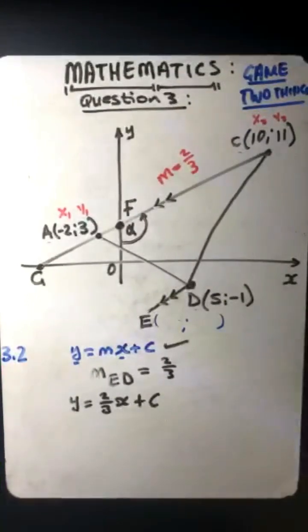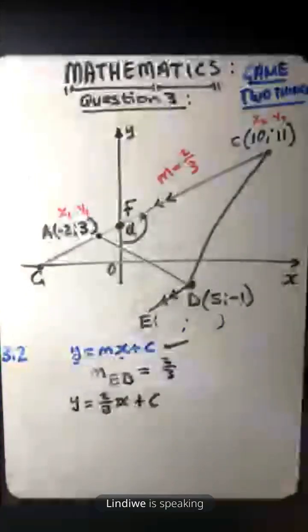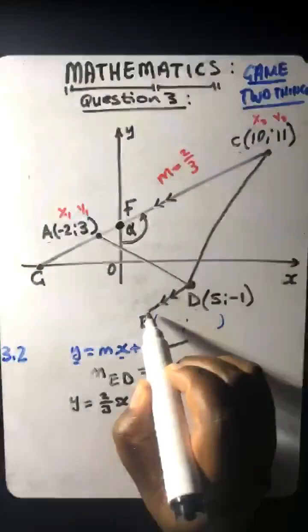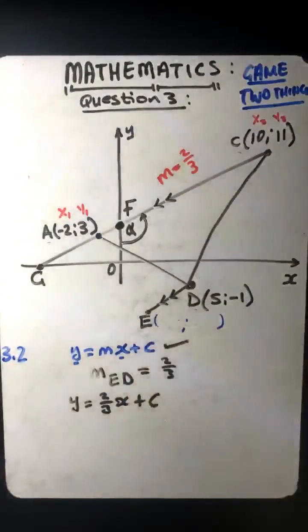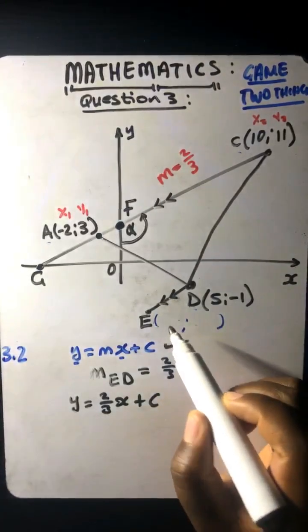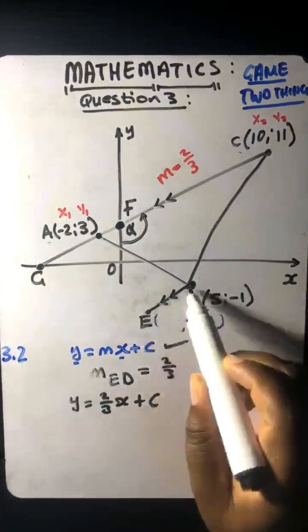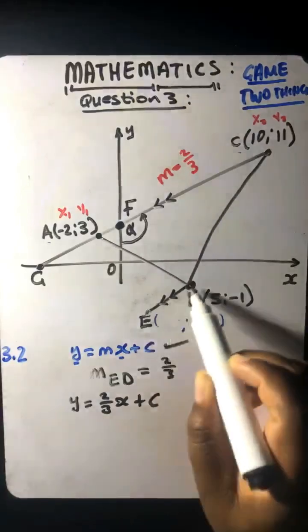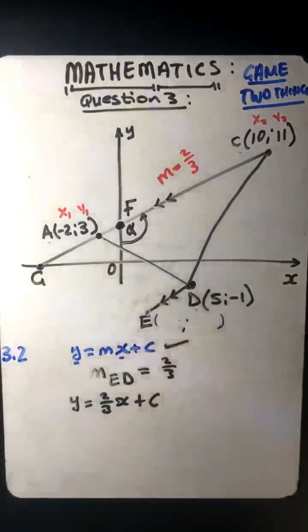Is it E, sir? E is a point, but which line? So you can also check it from the question. They want us to determine an equation of ED, not E. E alone is a point. A line has to be two points. Make sense? Yes, sir.